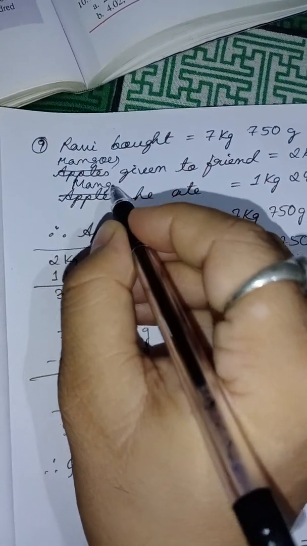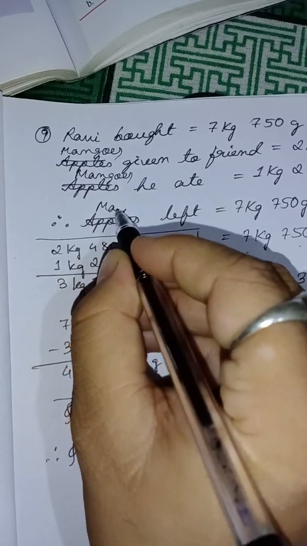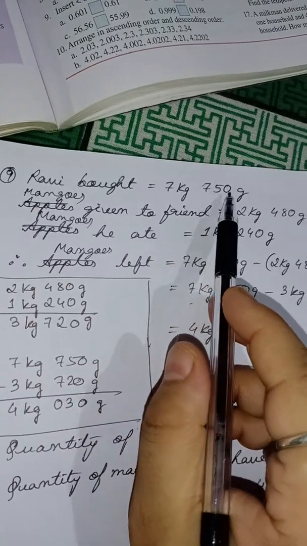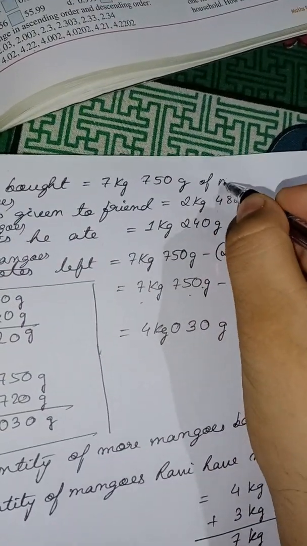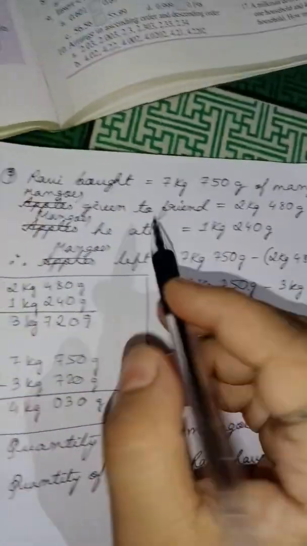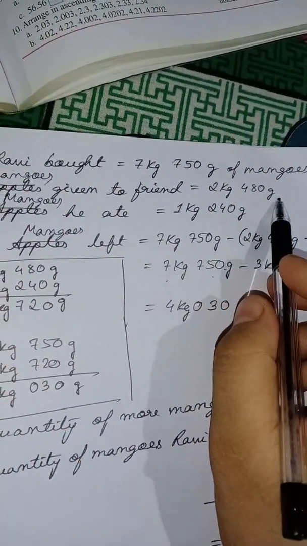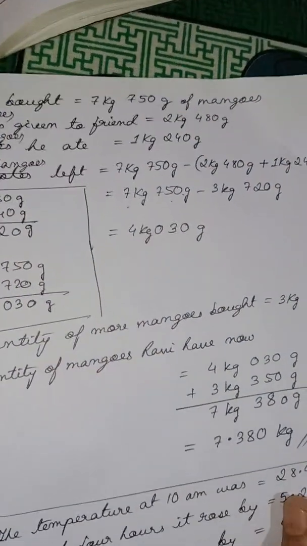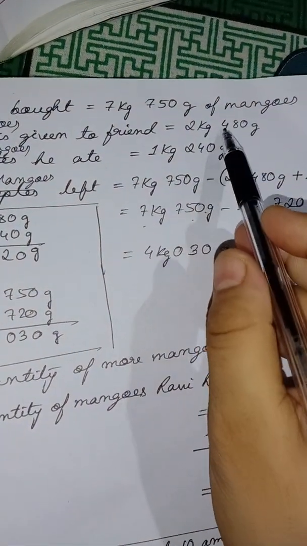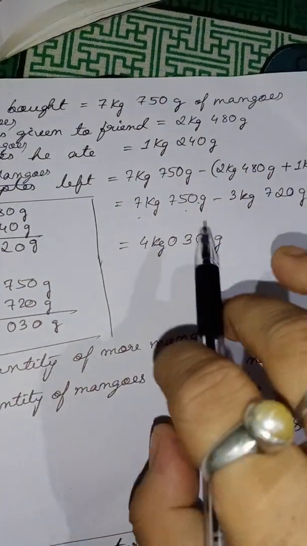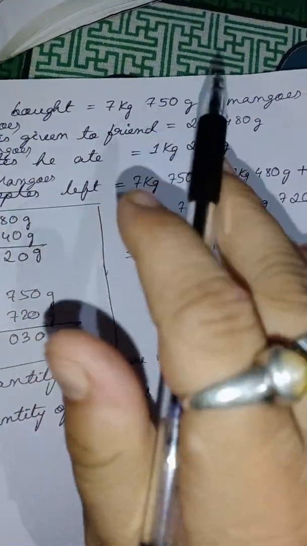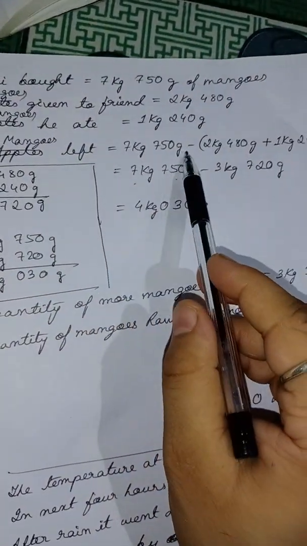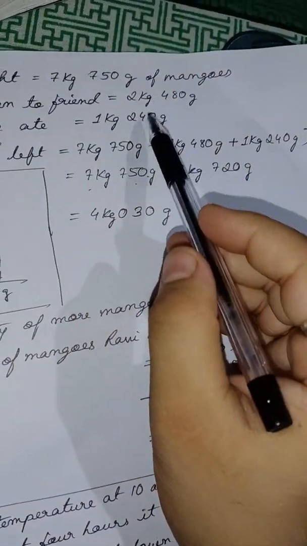I'm just correcting the thing. So Ravi bought 7 kg 750 gram of mangoes. Mangoes given to friend 2 kg 480 gram. Mangoes he ate 1 kg 240 gram. So how will you find out the mangoes left? First you will find out the total mangoes that he has already used by giving and eating, and that you will subtract from the total. So instead of writing it separately, I have written it in one statement: mangoes left, total mangoes minus sum of the mangoes that he has given and eaten.